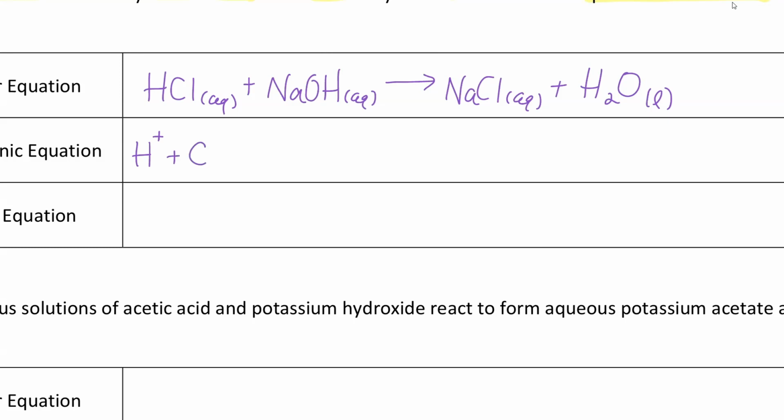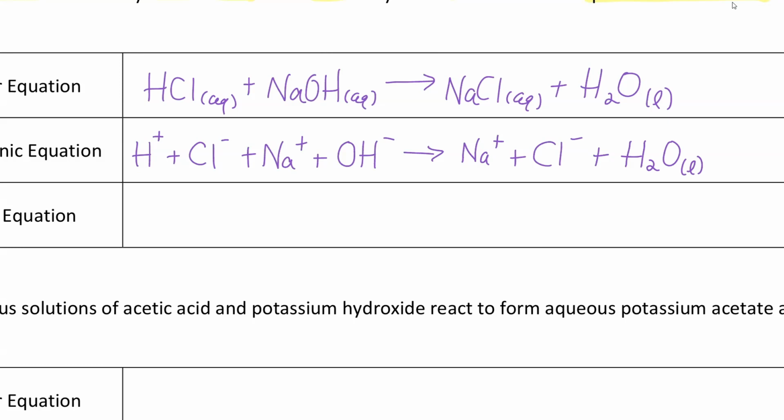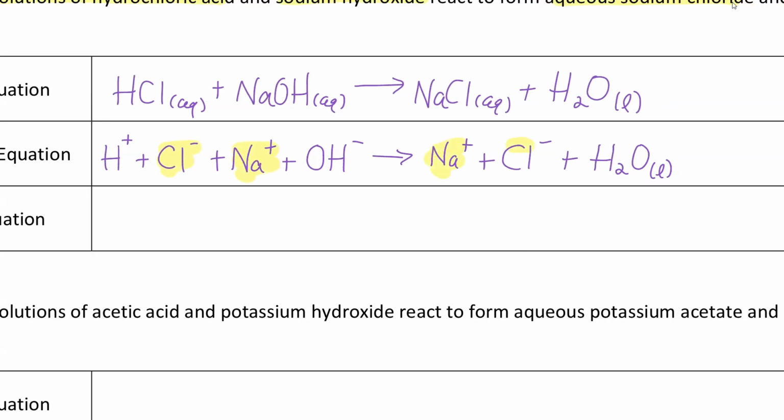So we're going to go to the complete ionic. We're going to split up both of our reactants to H plus and Cl minus, Na plus and OH minus. NaCl splits to Na plus and Cl minus, and then that water stays together, right? So we're going to wind up in a strong acid, strong base reaction. We're always going to wind up with the same net ionic equation. Regardless of whatever the spectator ions are, we're always going to wind up with the formation of water as the net ionic equation.